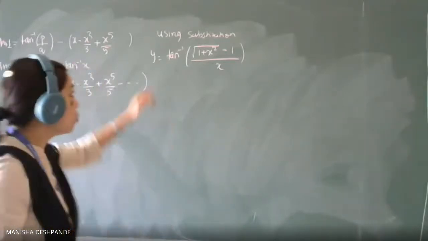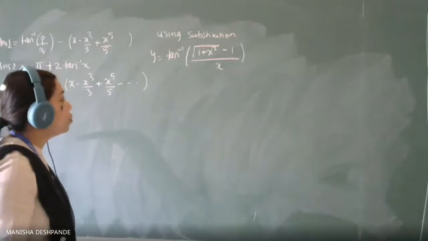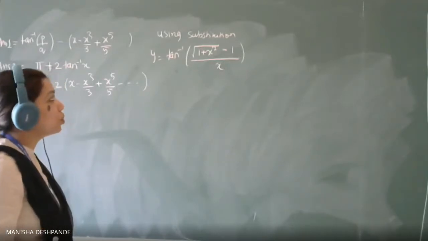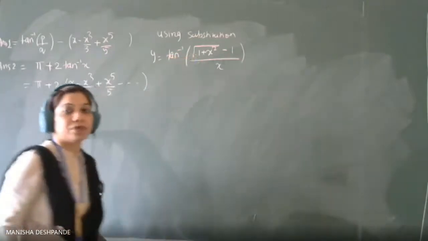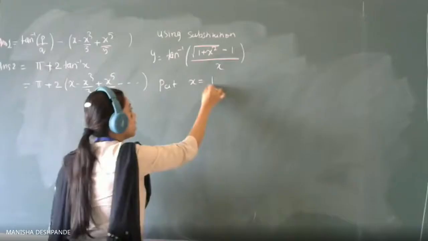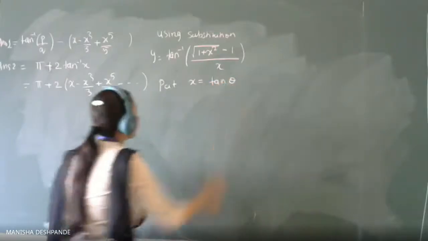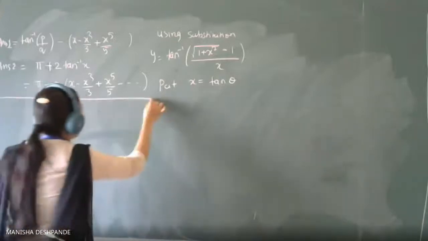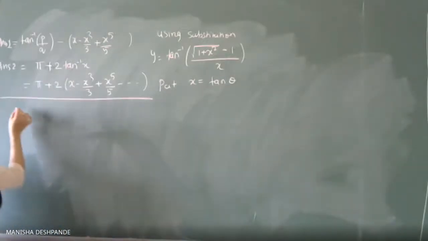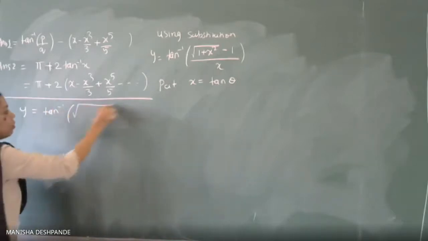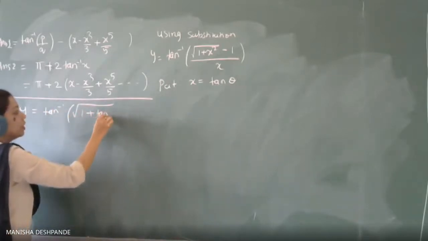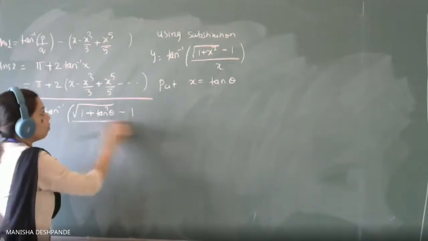Is it okay? So let me now ask you which trigonometric substitution you are going to do so that this bracket term will be simplified. Can anybody guess? x equals tan theta. Yes. So put x is equal to tan theta. Then what will be your y? Your y term will become tan inverse of (square root of 1 plus tan square theta minus 1) upon tan theta.